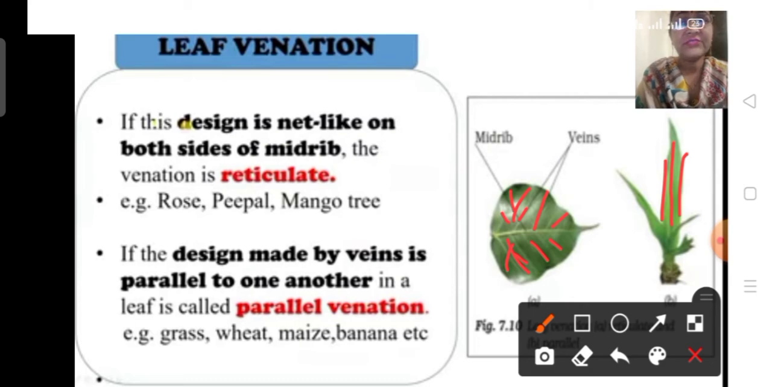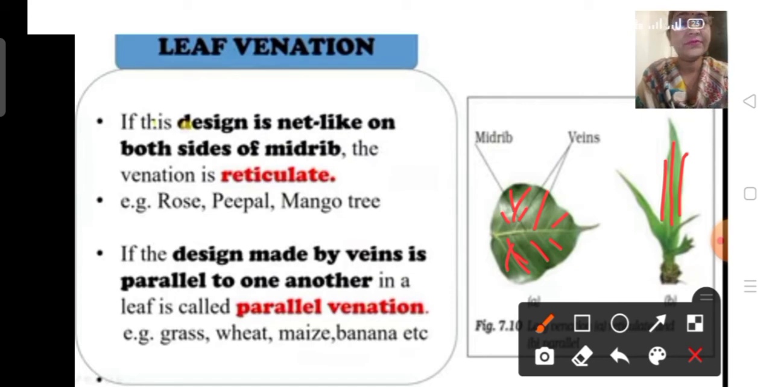If the design made by the veins is parallel to one another, it is called parallel venation. Can you see here in the diagram, these veins are parallel to one another? This type of venation is called parallel venation, which is found in grass, wheat, maize, etc.